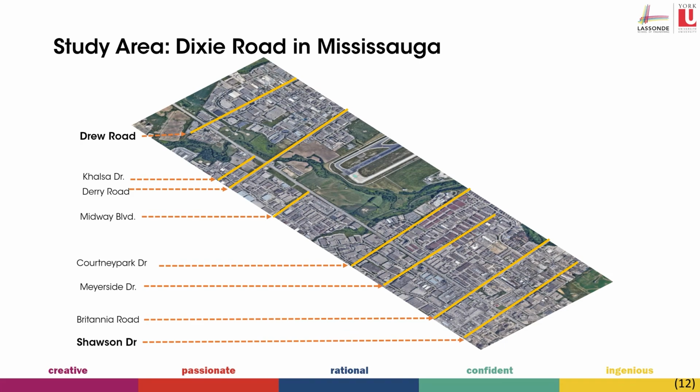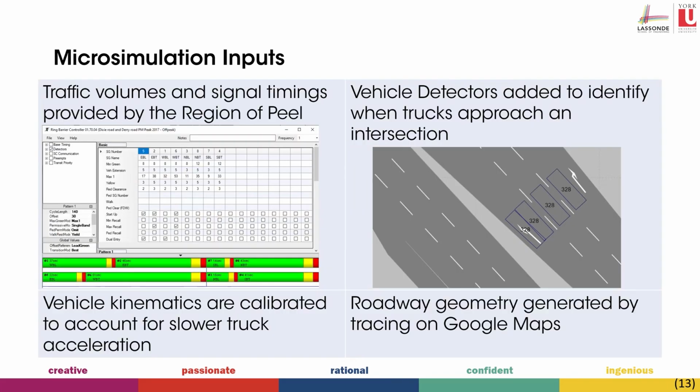For the microsimulation, a 5-kilometer corridor of Dixie Road from Drew Road to Shawton Drive was chosen. Traffic data including signal timings and traffic volumes was used to populate the simulation. Detectors were placed to enable and disable TkSP when the truck enters and exits the intersection, respectively. Vehicle kinematics are calibrated to account for slower truck acceleration, and the roadway geometry was generated by tracing from Google Maps.